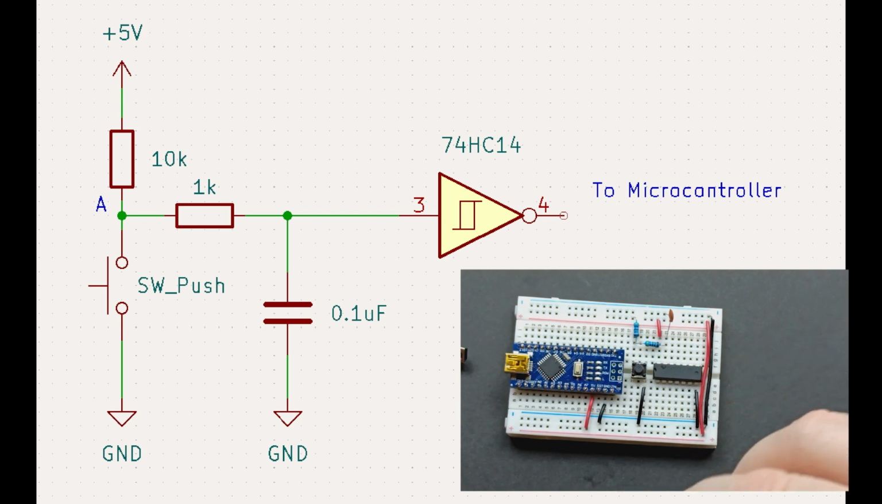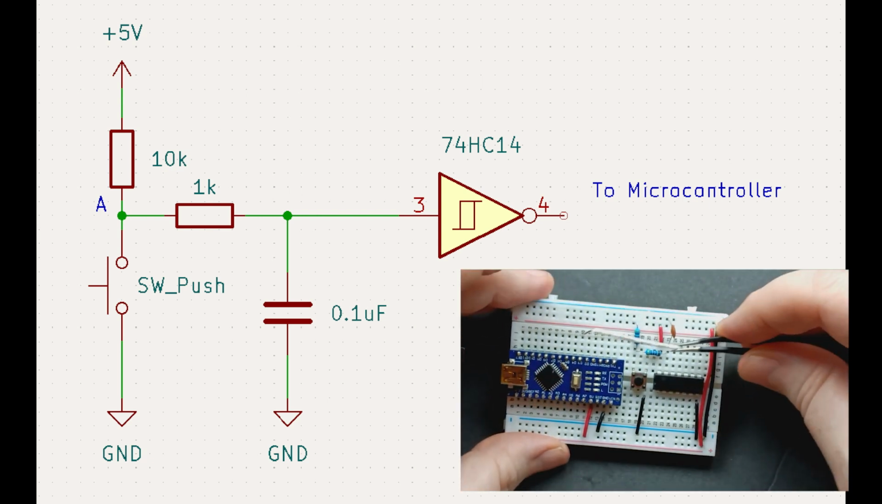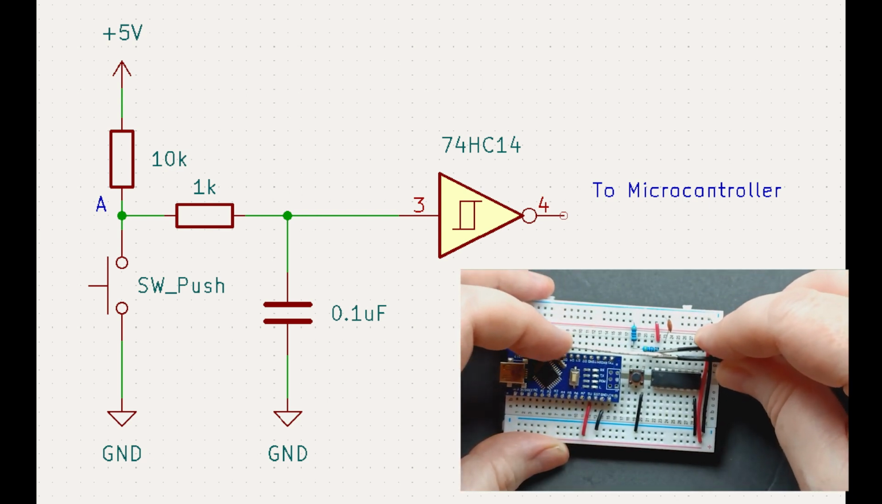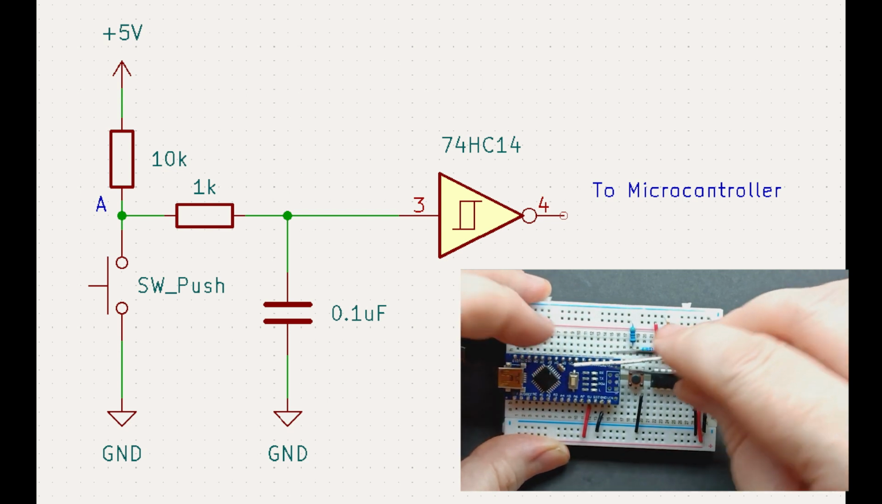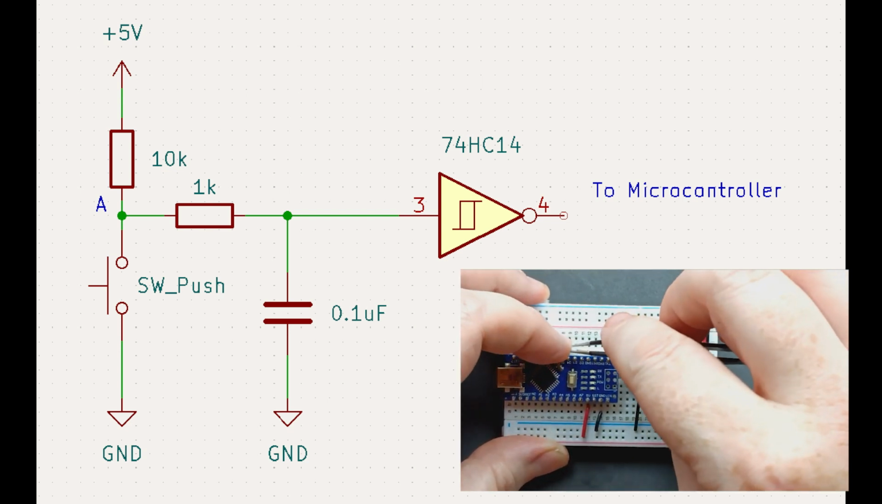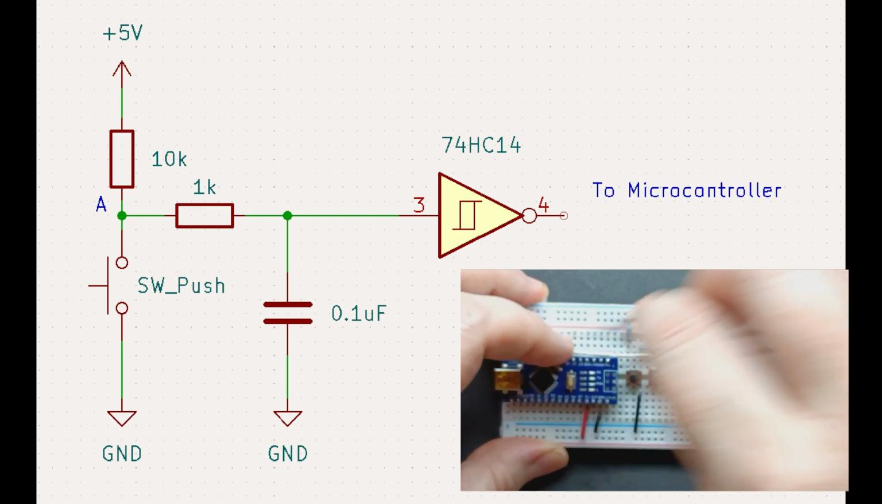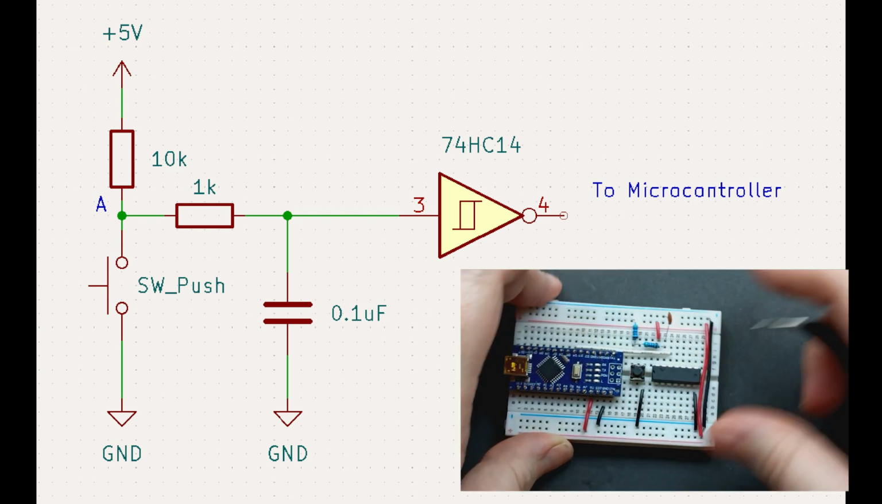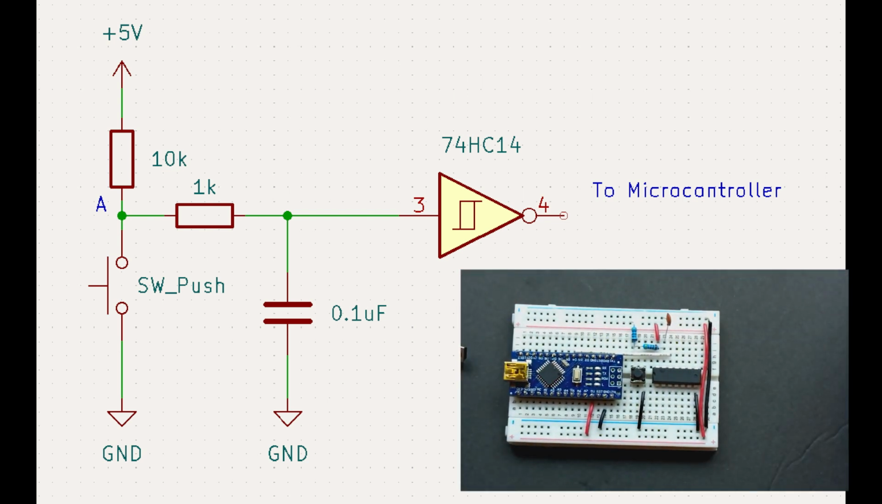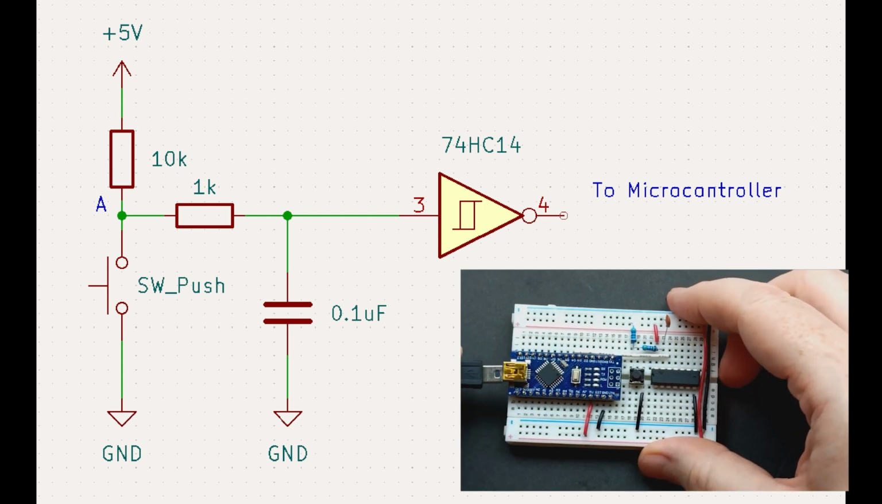Now also remember that not only is this a Schmitt trigger, that this is an inverting Schmitt trigger. This means that if a low signal is applied to the input, a high signal is generated. And if a high signal is applied to the input, a low signal is generated on the output.